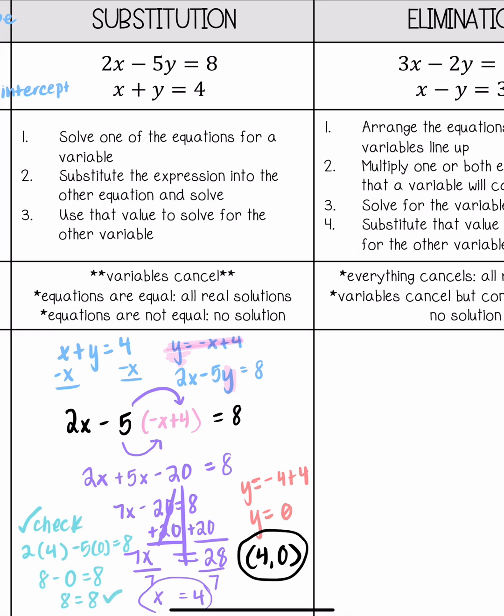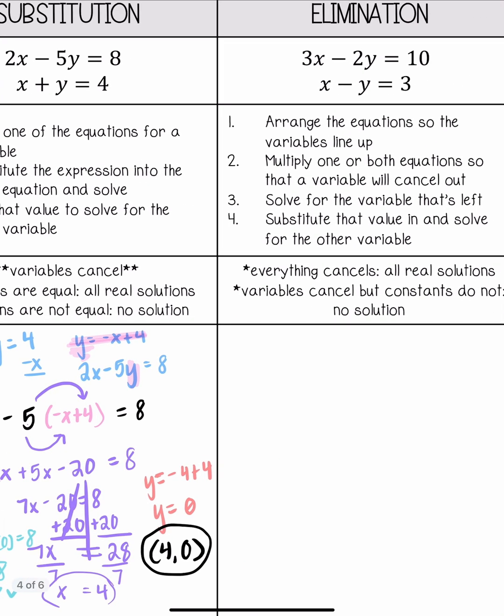Okay? So some special cases in this scenario is when variables cancel out. When variables cancel out, you're going to want to use elimination right away. If variables are canceling, that's a sign to use elimination instead of substitution. And then if the equations are equal, that means it's all real solutions. And if the equations are not equal, that means there's no solution.